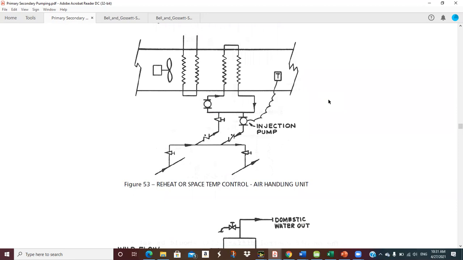Okay, reheat or space temperature control air handling unit. Energy-wise, reheat is a four-letter word, even though it has six letters. Because that means you're mechanically cooling air and then you're mechanically heating air. Well, you're paying money to cool it down, you're paying money to heat it back up again. Sounds expensive to me. Well, okay, and you know why we do that. Out of psychrometrics, we do that for humidity control.